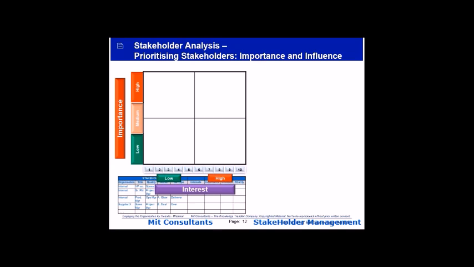And you can either do it by high, medium, low, as you can see on the y-axis, or you can have a 1 to 10 scale. It doesn't really matter as long as you have some scale on the importance. Similarly for the interest. Now the interest is more difficult to ascertain.